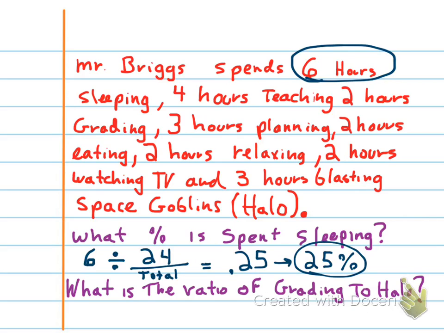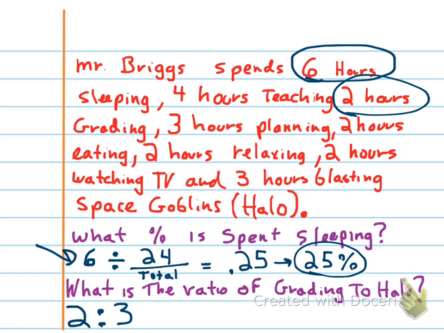Well, what is the ratio here of grading to Halo? Well, what's the number for grading? The number for grading is 2 hours. So 2 is going to be my first number, and I put in my little colon there. What is the amount of time I spend playing Halo? 3. So 2 to 3 would be my ratio. That means every 2 hours I spend grading, I spend 3 hours at home shooting space goblins. Do I actually spend that much time playing video games? Probably not. This is just an example. Although I usually am lucky to get this much sleep.